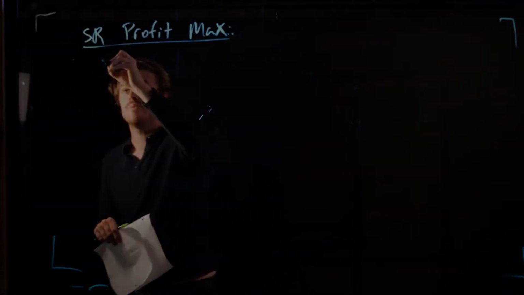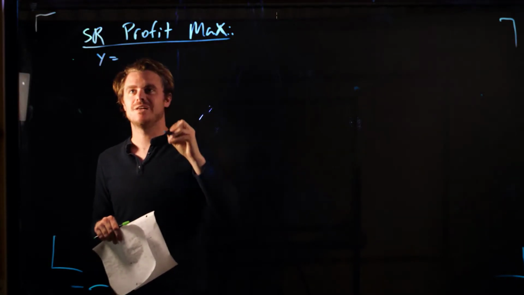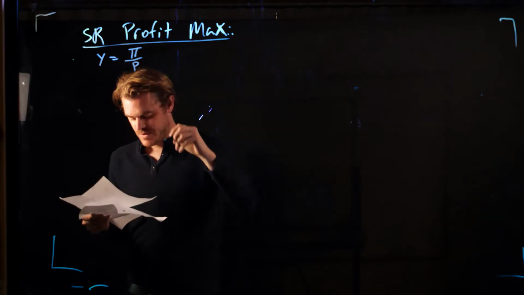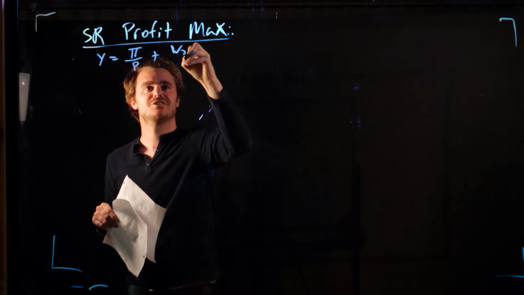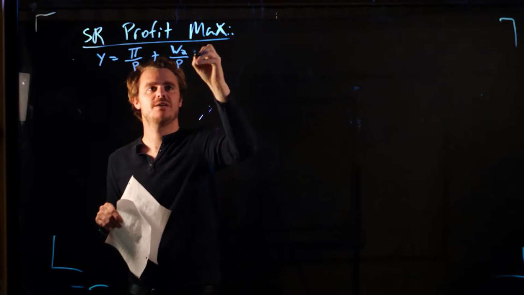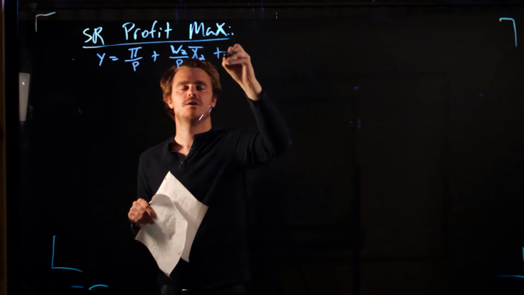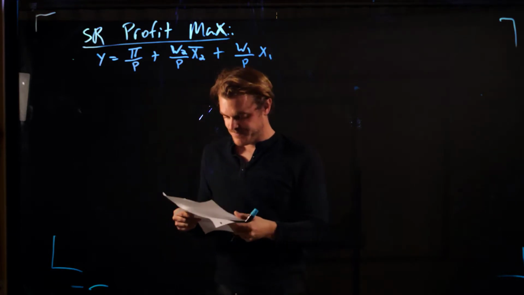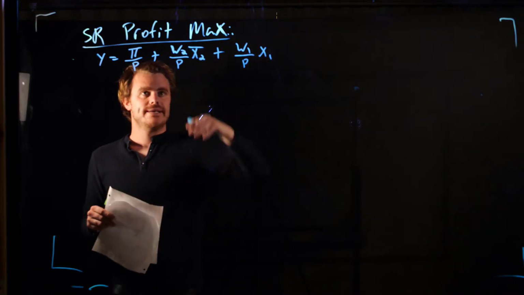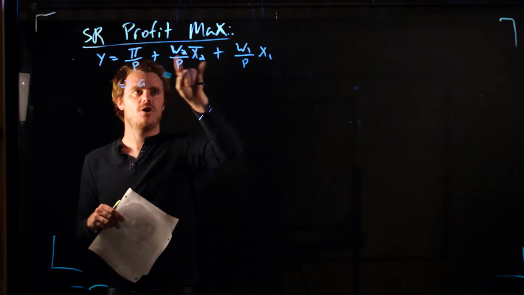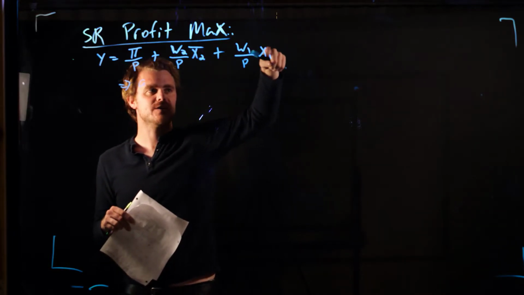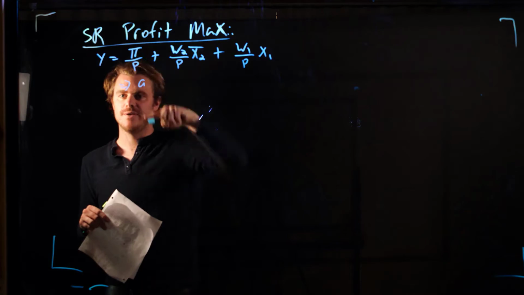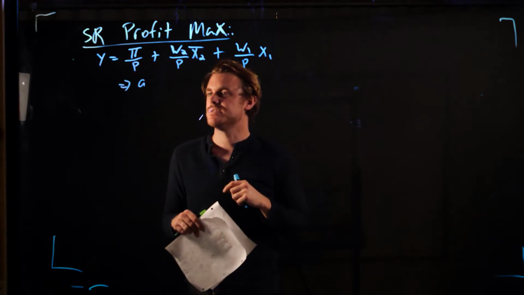All right, so as we just saw, we have these isoprofit lines, which are Y equals pi over P plus, I'm just going to rearrange it slightly, W2 over P times X2 bar plus W1 over P times X1. We're going to vary X1, and that's showing us all the different combinations of X1 that are going to produce the same profit.